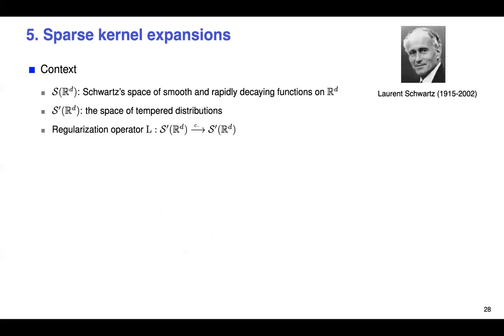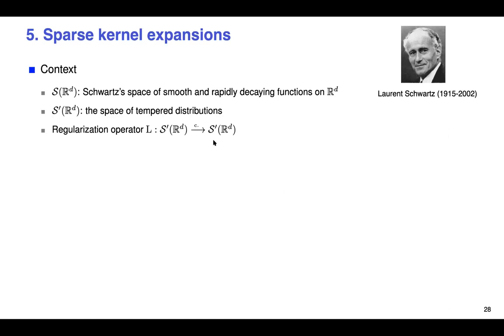Okay, so that brings me now to new stuff. It's really what I wanted to tell you about: sparse kernel expansions. Now here's Laurent Schwartz, because we need actually the formalism of distribution theory. So we have S, which is the space of smooth and rapidly decaying functions. S prime is the space of tempered distributions. And we need a regularization operator that goes from S prime to S prime.